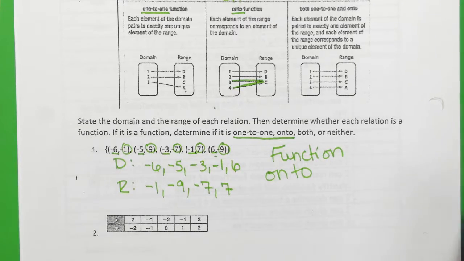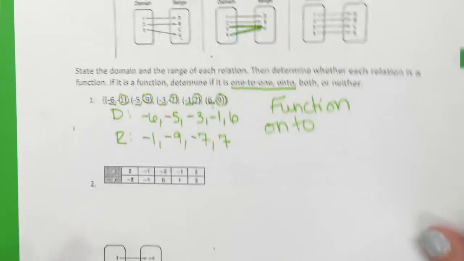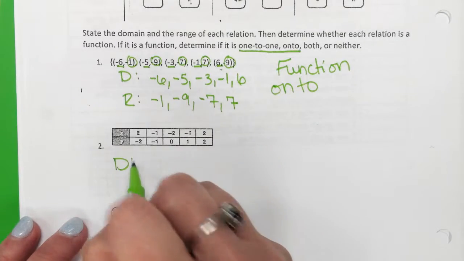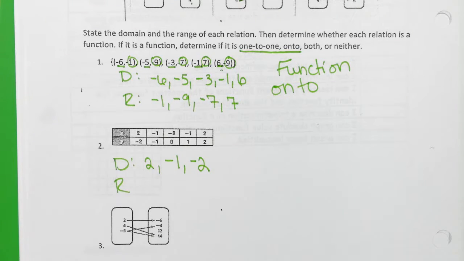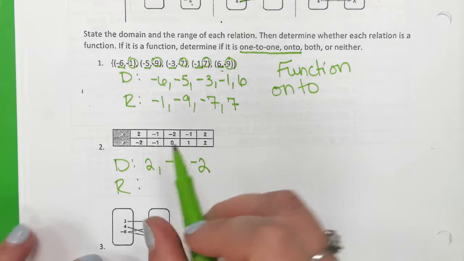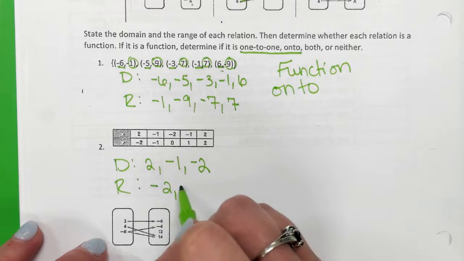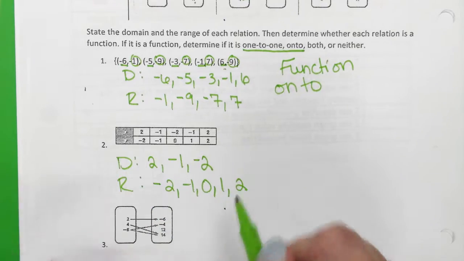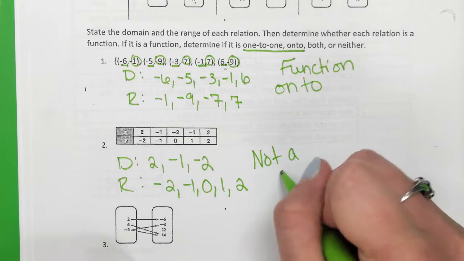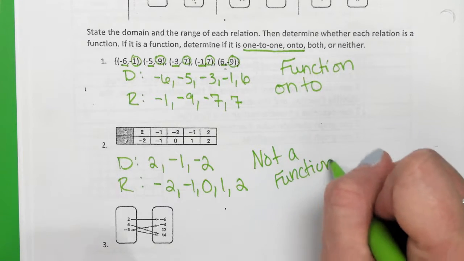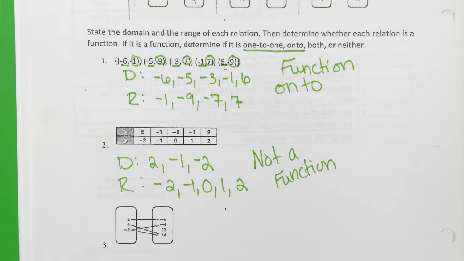All right, number 2. State the domain and range. Here we go. What's the domain? 2, -1, -2, -1. All right, we're only going to write it once, though, right? We already have the -1. We already have the 2. All right, what's my range? -2, -1, 0, 1, 0. Perfect. All right, function or not a function? Not a function. And we are done. Because it said if it was a function, tell me 1-to-1 or onto.